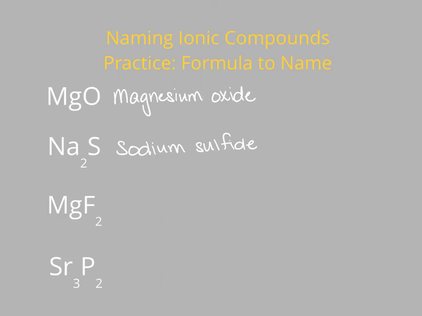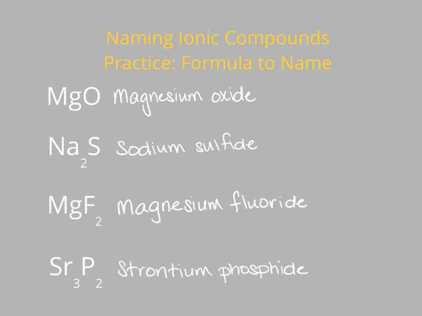Pause the video, try the last two examples on your own, and then hit play when you're ready to check your work. So take a look for the last two examples. You should have gotten magnesium fluoride and strontium phosphide. And once again, remember, even though there are subscripts on each of these compounds, we're going to ignore them because we're working with ionic compounds, so no prefixes.